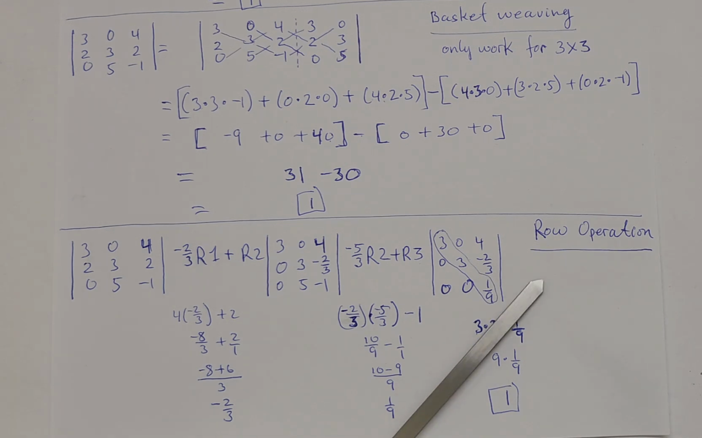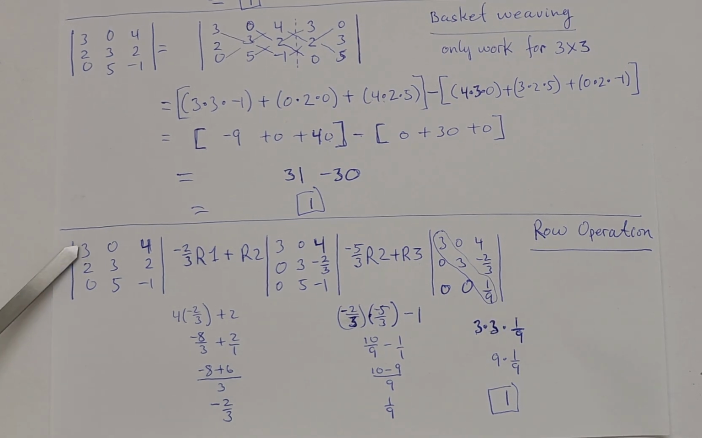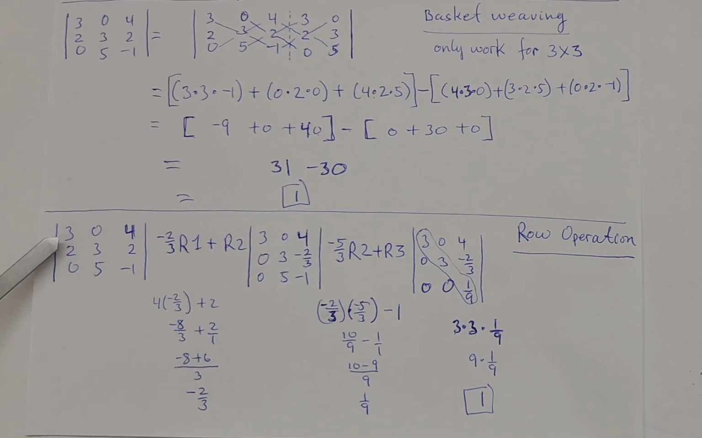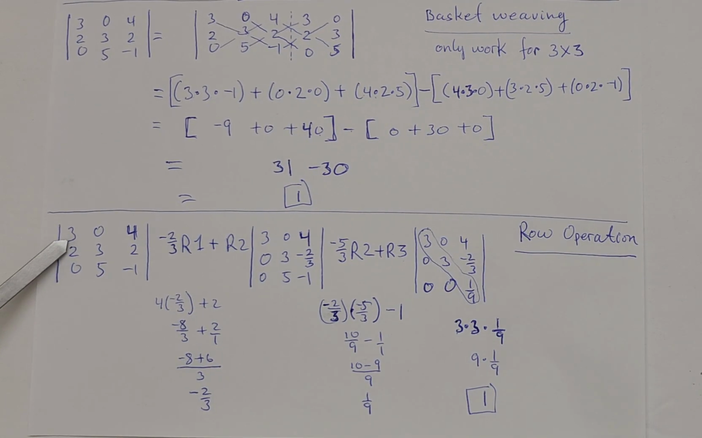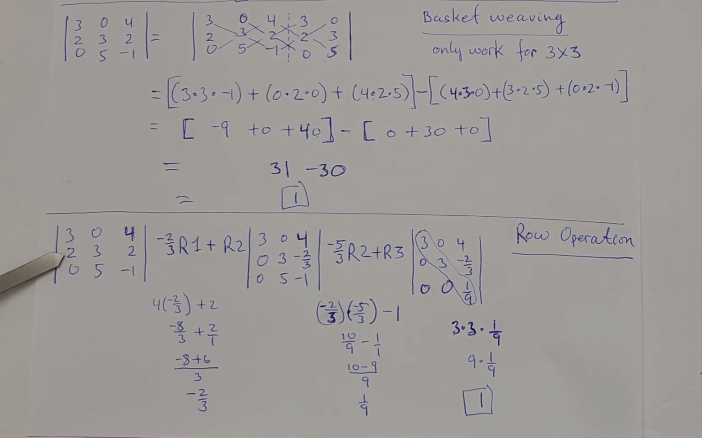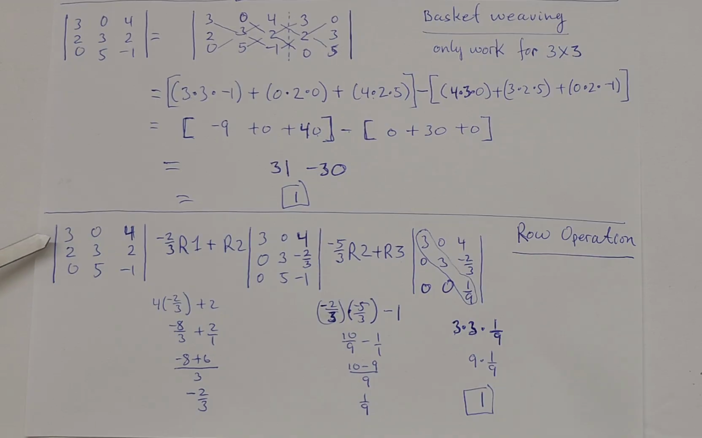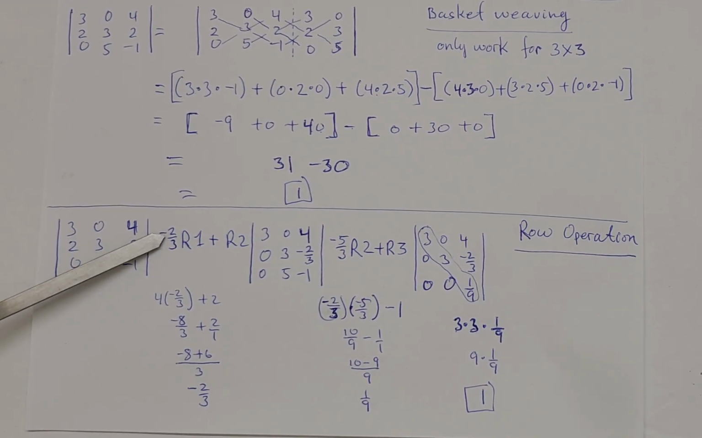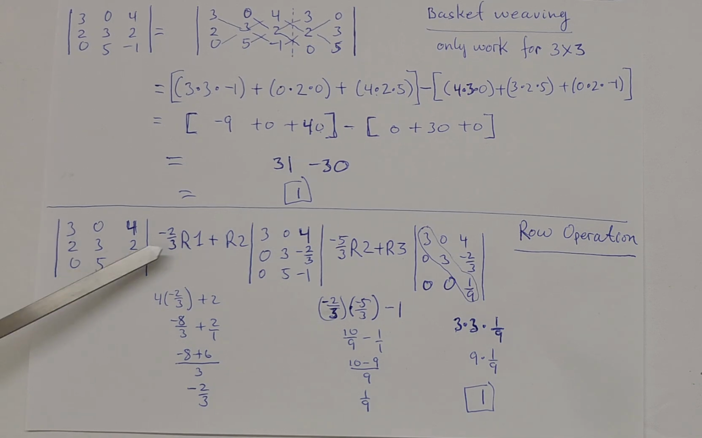When you do row operations, this first term right here doesn't have to be a 1, because we are looking for the determinant. This 3 right here doesn't have to be a 1. We can leave it alone. So we need this 2 to be a 0. So we need to multiply by the reciprocal of 3. Take the 2, and since this is positive, we need a negative. So that's where I got the negative 2/3.